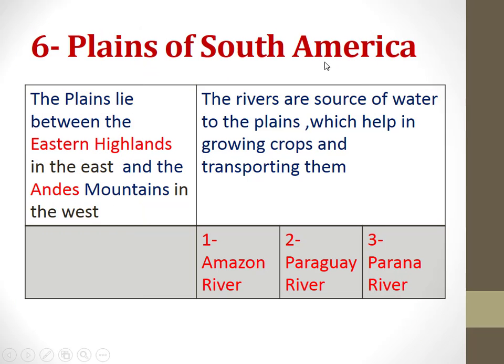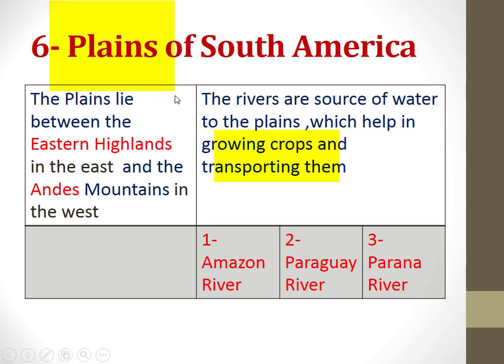Now we have the plains, like the Great Plains or Central Plains of North America. We have plains also in South America. They are in the middle also. The plains lie between the Eastern Highlands in the east and the Andes Mountains in the west. So they are in the middle. The rivers. We have rivers in this area. The rivers are a source of water to the plains, which help in growing crops and transporting them.